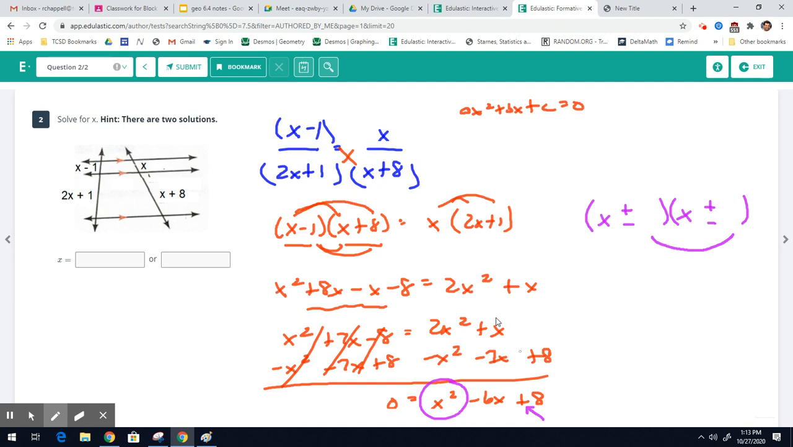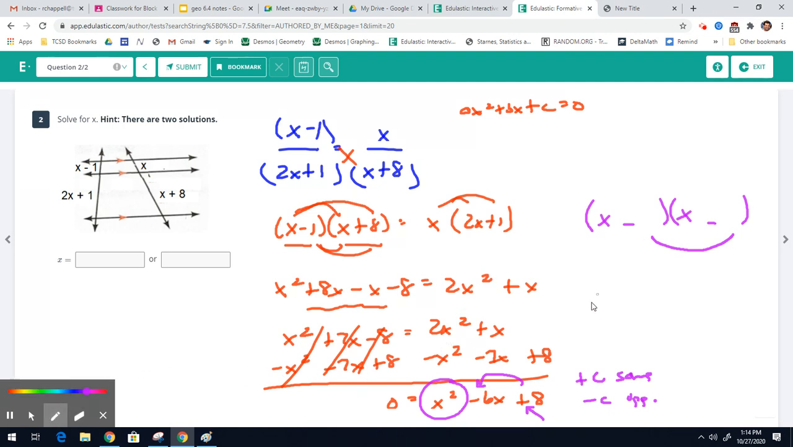If you think about how we just foiled this, the negative 1 times 8 got you negative 8. That's because one was negative, one was positive. So if your C is positive, that means same signs. If your C is negative, that means opposite or different signs. Then to figure out which sign, we look at the B. If your C is positive, the signs will match the B. So we're going to keep the negatives.